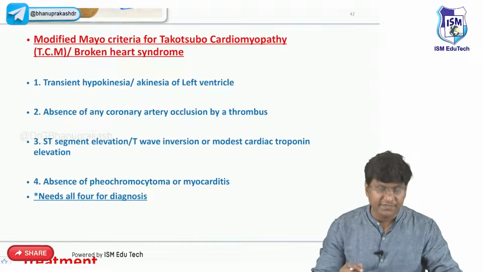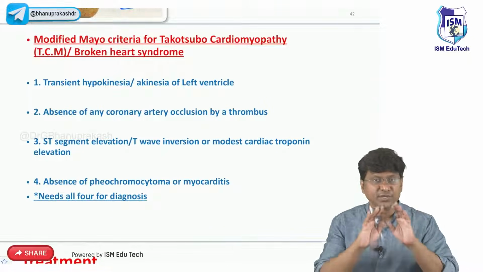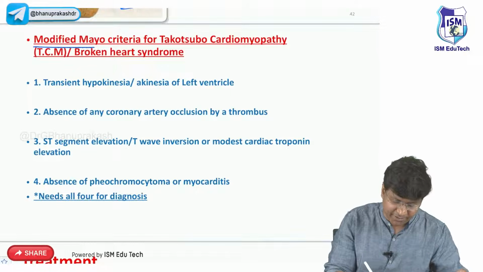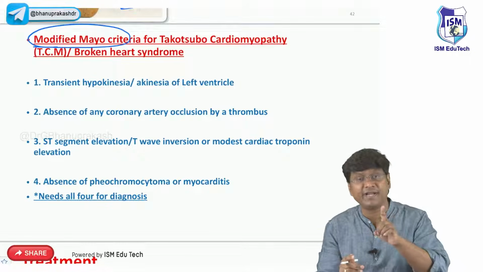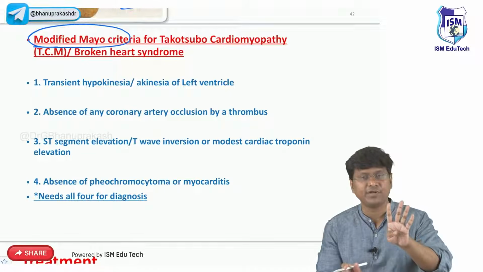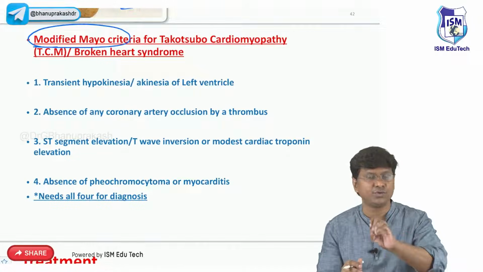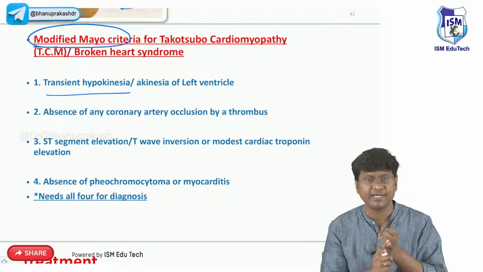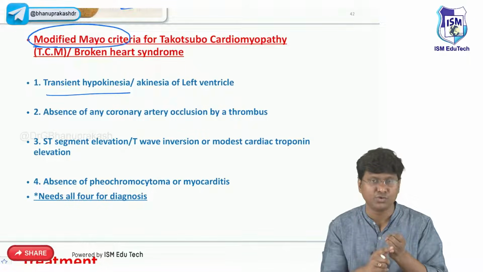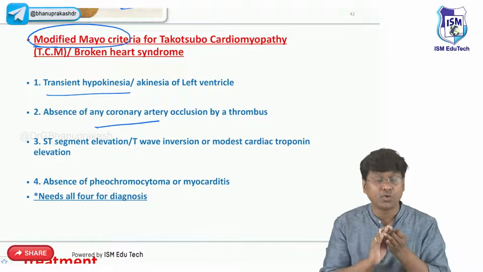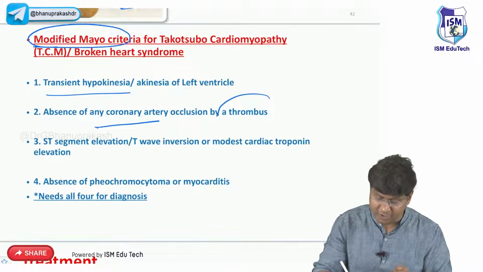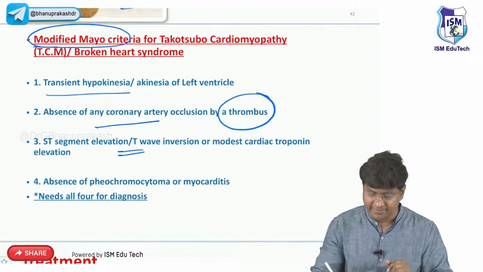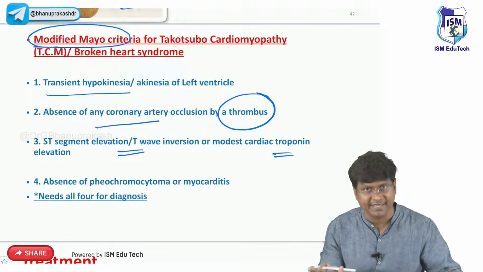Now, in case of this Takotsubo cardiomyopathy, you have a criteria. And what is the name of the criteria for Takotsubo cardiomyopathy? That is the modified Mayo criteria. There are 4 criteria. 4 out of 4 should be there to call it Takotsubo cardiomyopathy. What is that? Number 1, hypokinesia of the ventricle on 2D echo. Then the coronary angiogram should be absolutely normal. There should not be any thrombus. ECG will be showing ST segment elevation and cardiac troponin will be elevated.